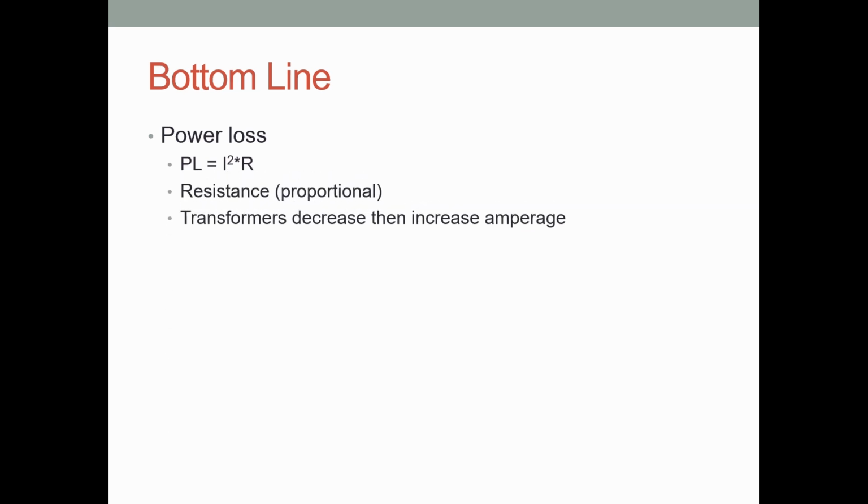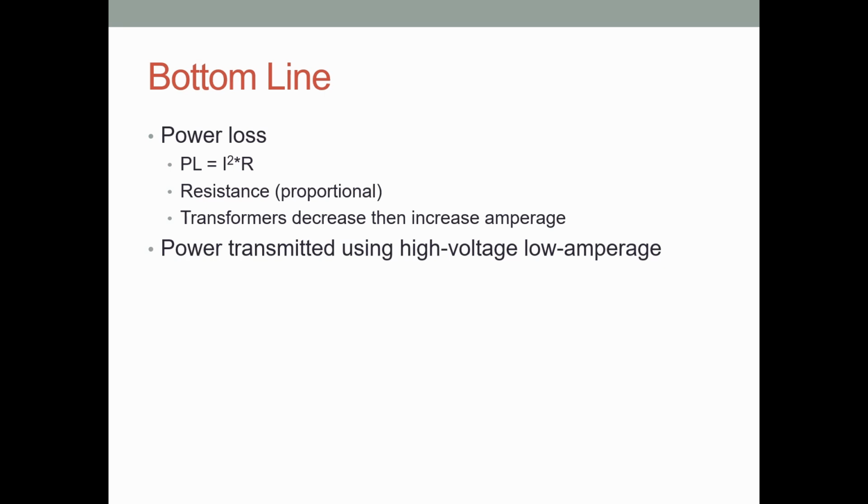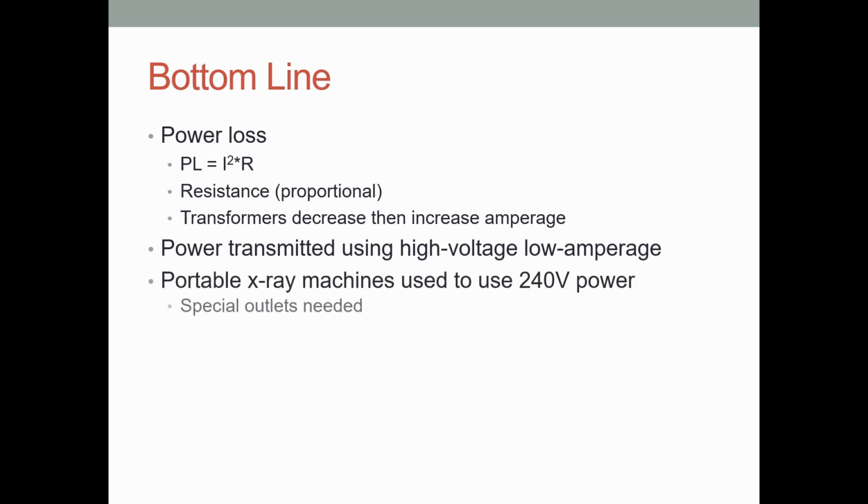Some things to remember. The reason for using AC power in our modern world is that transformers work only with AC power. DC power will not work with a transformer. Trying to reduce power loss using a decrease in resistance is expensive and impractical. Decreasing the amperage before transmission is easily accomplished using a step-up transformer, and the power loss is reduced by the square of the amperage. As an historical note, portable X-ray machines used to be powered by 240 volt power.